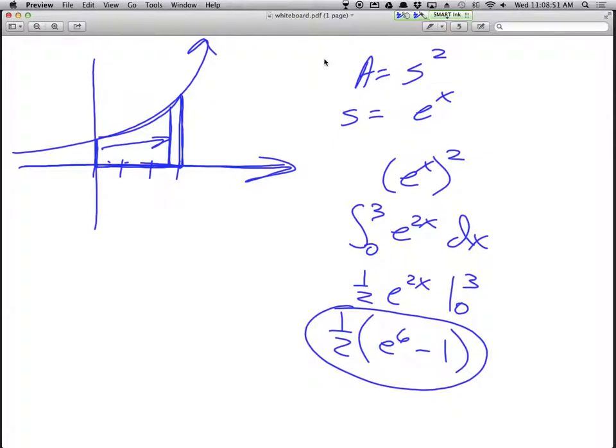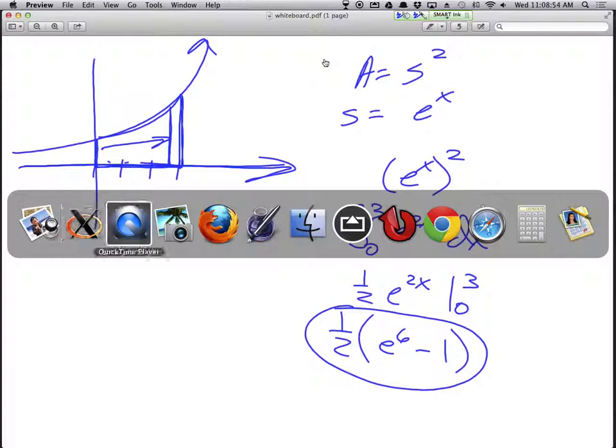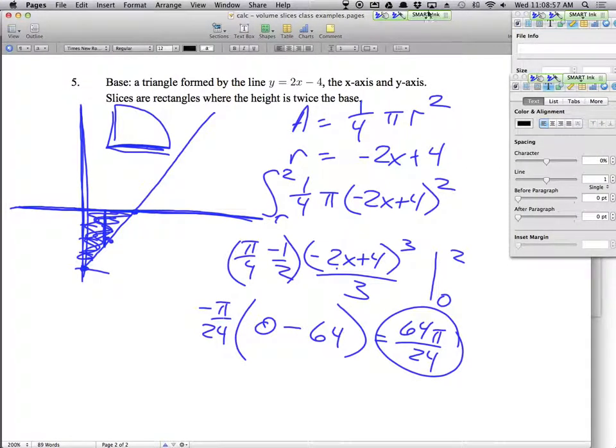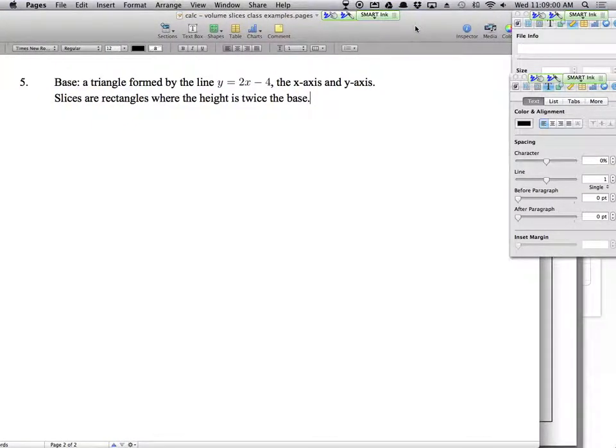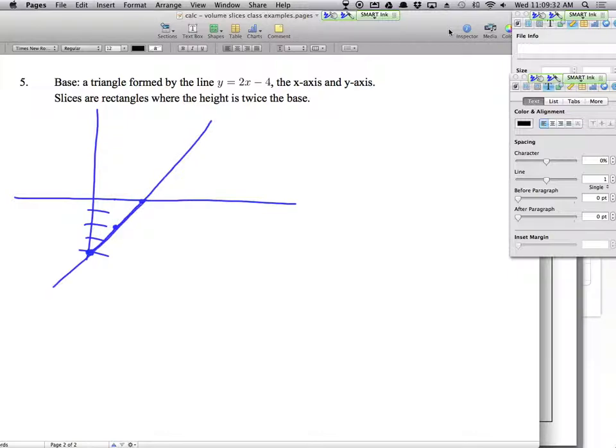And this one's not on your sheet. All right. It says our base is the triangle formed by the line y equals 2x minus 4, the x-axis and the y-axis. So, how can I graph 2x minus 4? What do you know about it? It goes through -4. It's got a slope of 2, so up 2 over 1, up 2 over 1. So it goes like that.